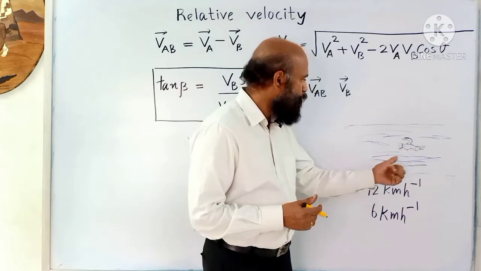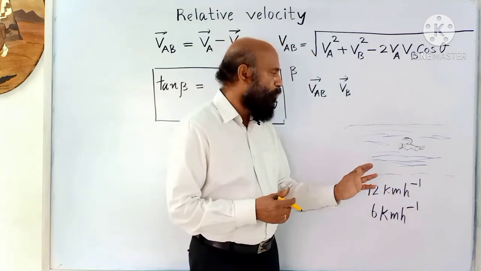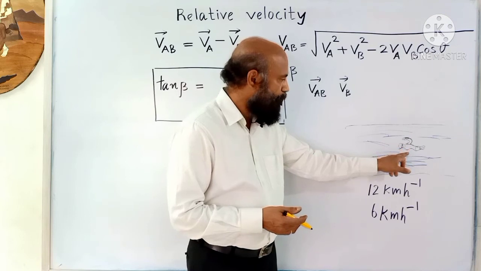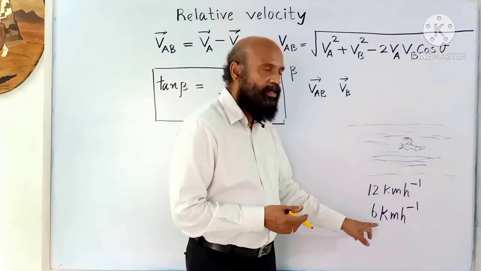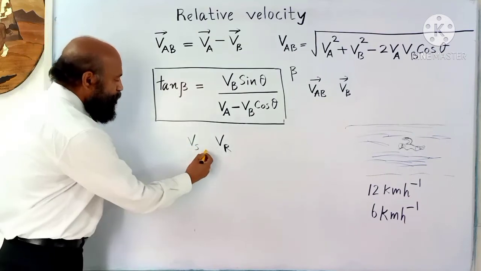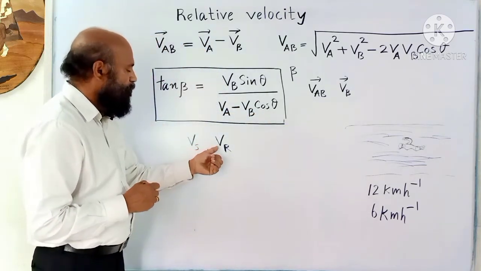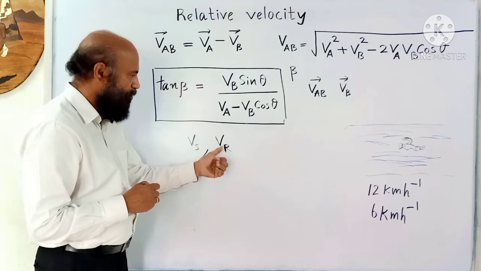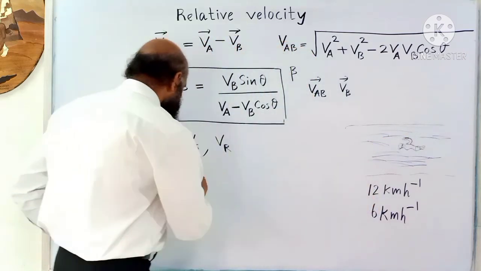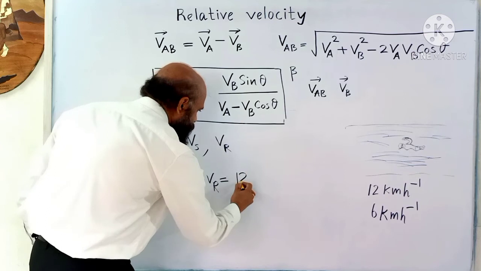Let us see one more example. A swimmer's speed in the direction of the flow of the river is 12 km per hour, and against the flow of the river, 6 km per hour. You have to find the velocity of the swimmer in still water and the velocity of the flow of the river. Now let Vs be the velocity of the swimmer in still water, and the velocity of the flow of the river is Vr. Then Vs plus Vr is 12 km per hour.